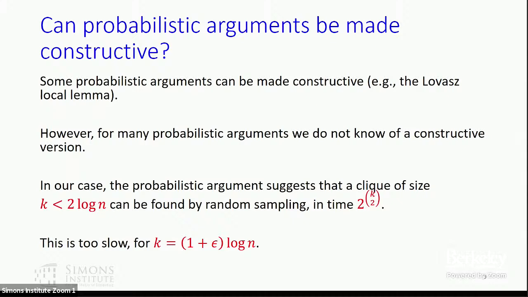And this is one of these arguments, because essentially all that it says is that if you pick a random set of k vertices, the probability that they are a clique is 2 to the minus k choose 2. So the algorithm that you try based on this argument would just be sampling random subsets of k vertices until you get a clique. But this would take time 2 to the k choose 2, roughly 2 to the k squared. And this is too slow. This is not polynomial time for our value of k of interest here. So this would not work.